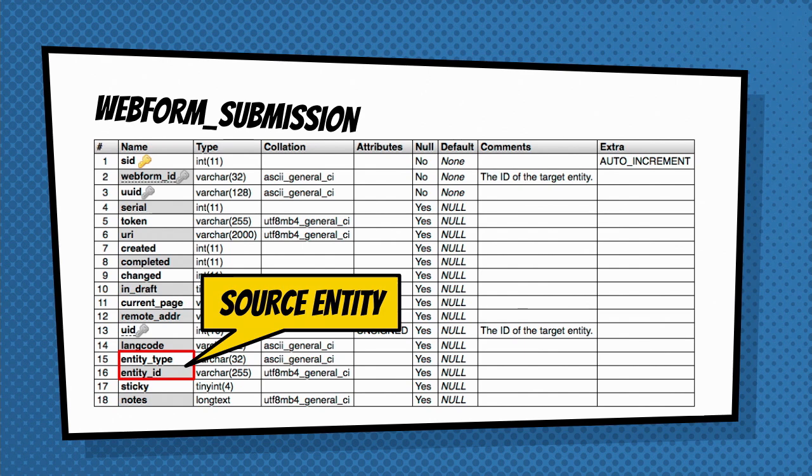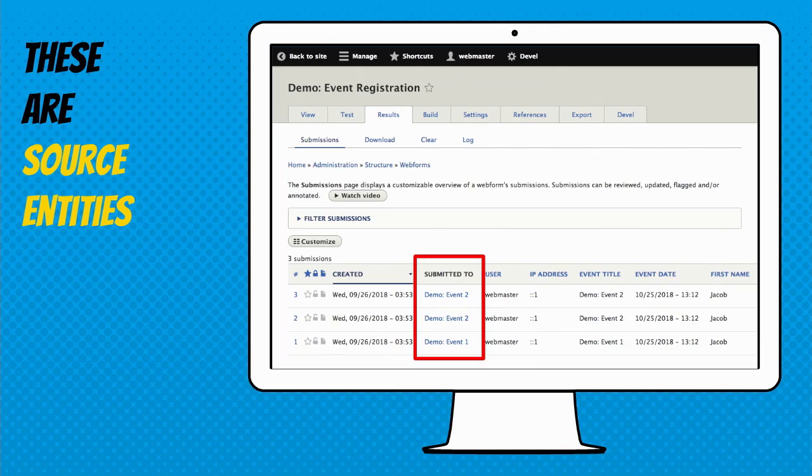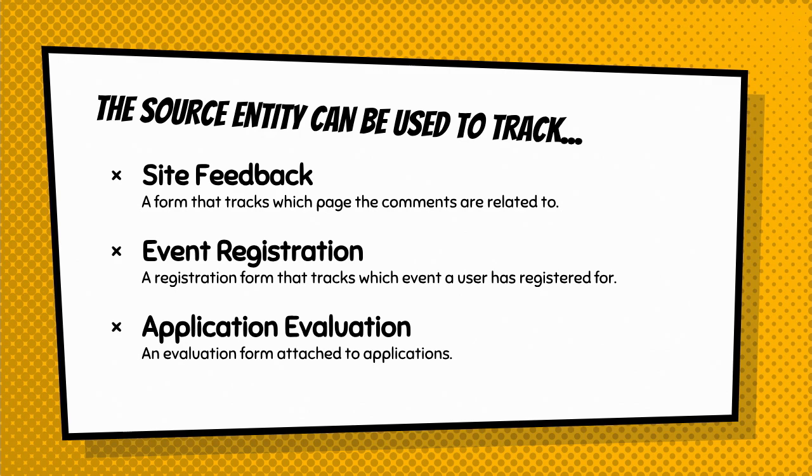Event registration: you can have a registration form attached to your events. Application evaluation is a pretty complex use case, but it's a really juicy one for colleges. You have an application that comes in, it's a webform, it generates a submission, and then you can attach a webform to that submission where people are doing evaluations, so you can get feedback on that application. People have done that pattern.